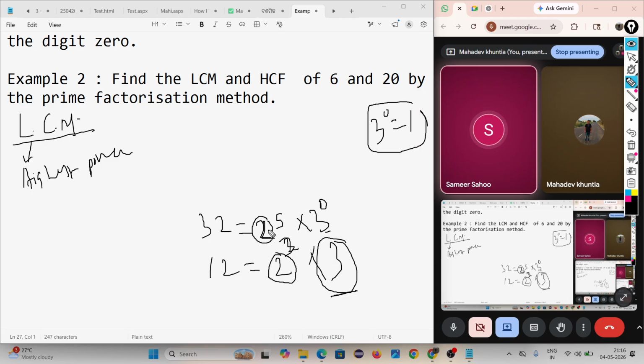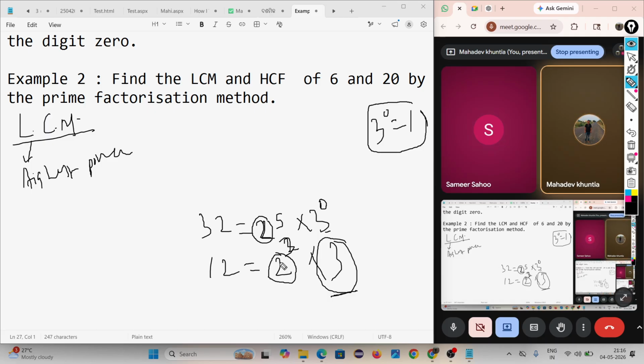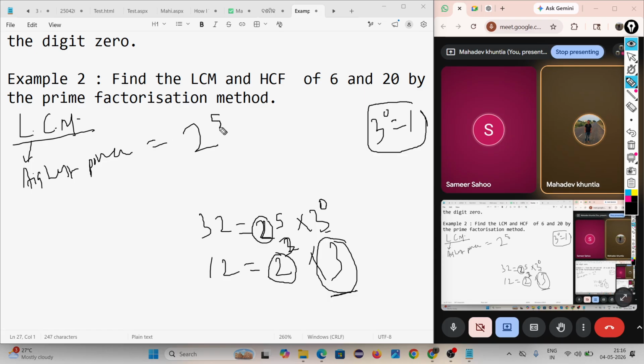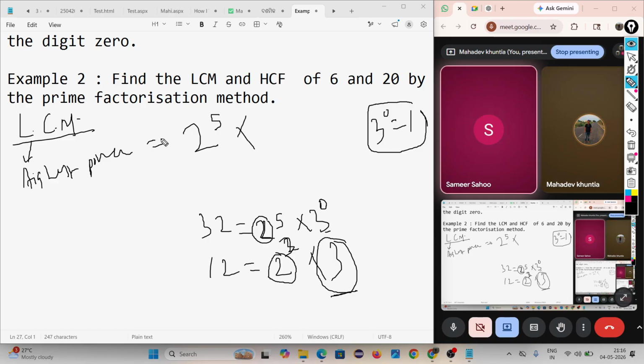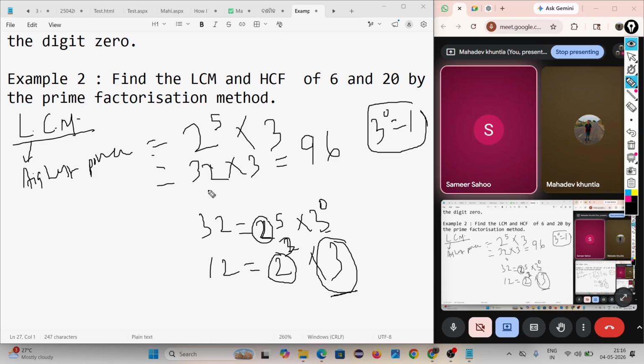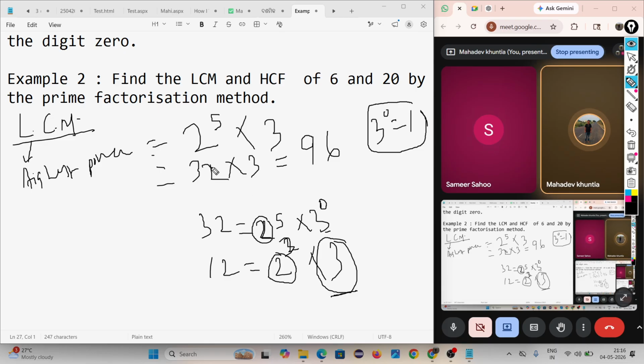Then look here, 2 and 2. In both cases 2 is available. You have to take the larger power, the highest power for LCM. Then for 3, this is the highest power. Then 32 into 3, 3 2s are 6, 3 3s are 9, so 96. You understand how to find it?